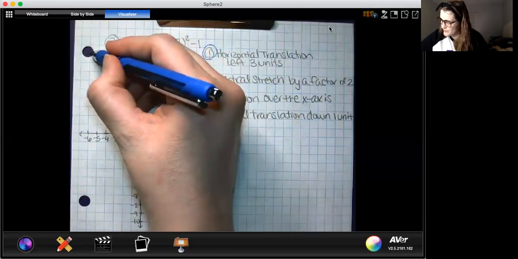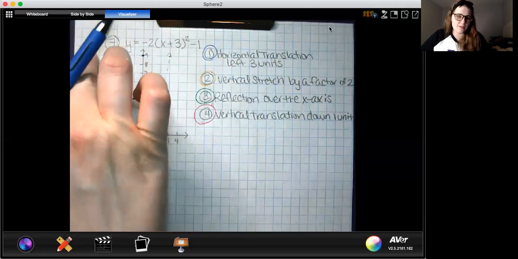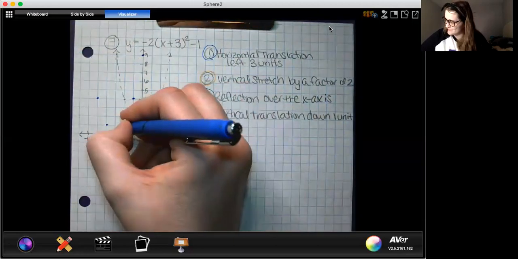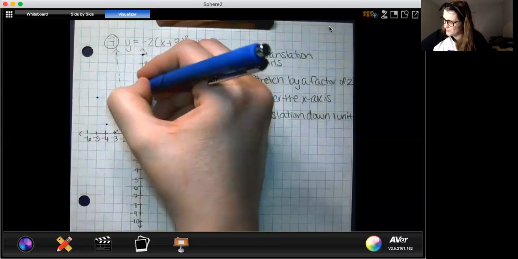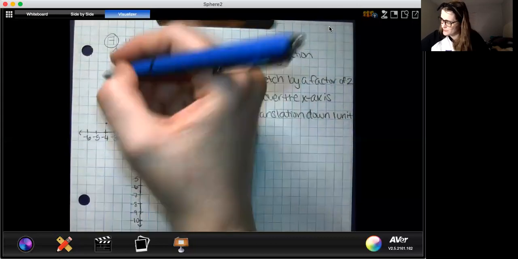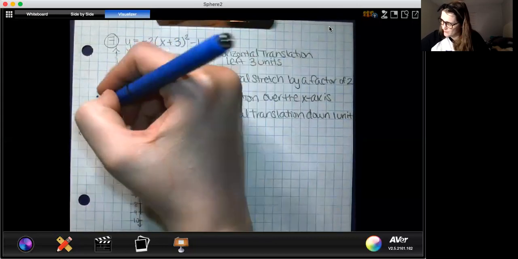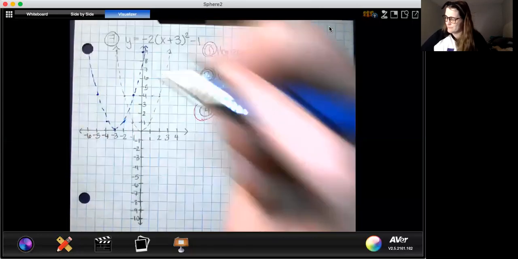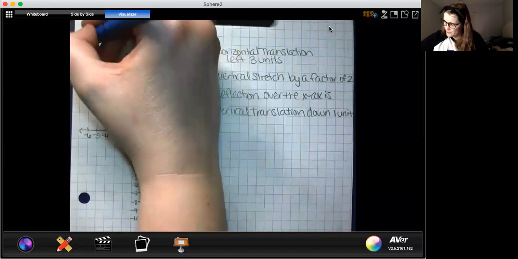Oh no, my point's gone. Well, it's supposed to be right there. So we're going to connect it like it's there. Probably would have helped if I had put my graph over just a smidge, but that's okay. There we go.